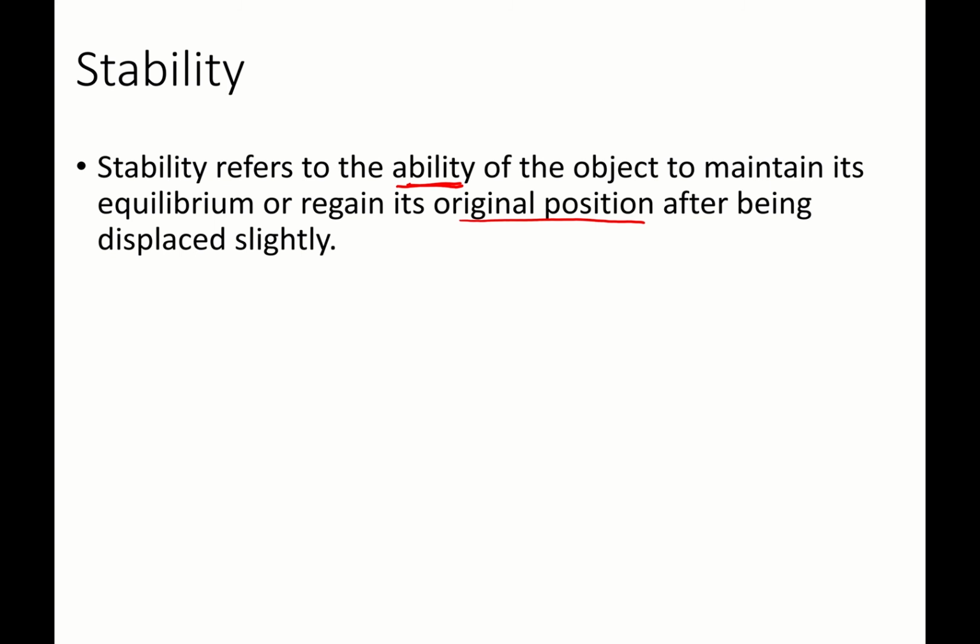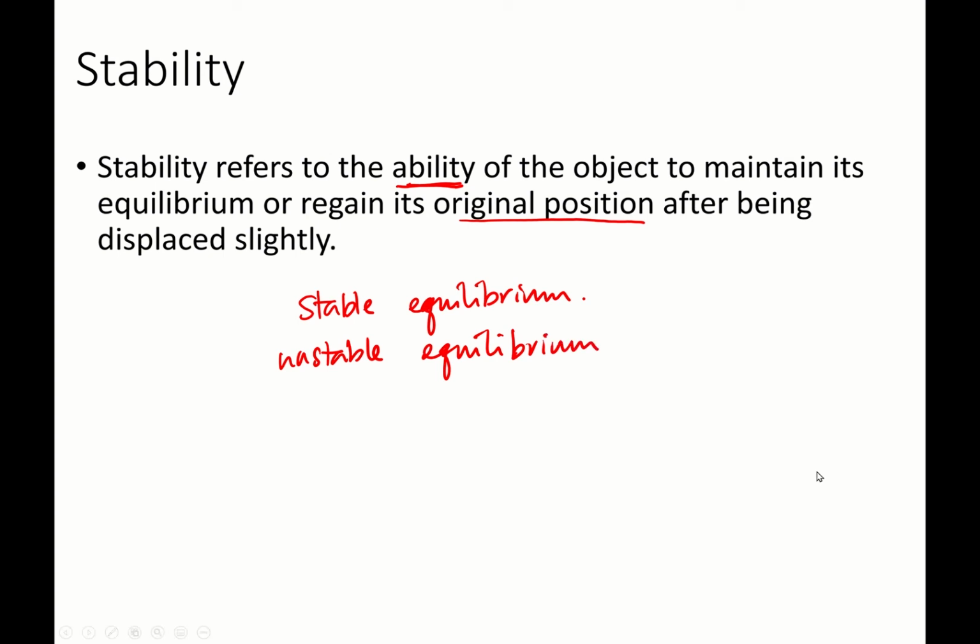There are three types of stability that we are concerned with. One is stable equilibrium. The other is unstable equilibrium. And the last one is neutral equilibrium. Stable, unstable, and neutral.